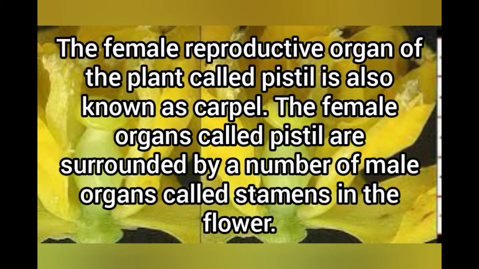The female reproductive organ of the plant called pistil is also known as carpel. The pistil is surrounded by a number of male organs called stamens in the flower.